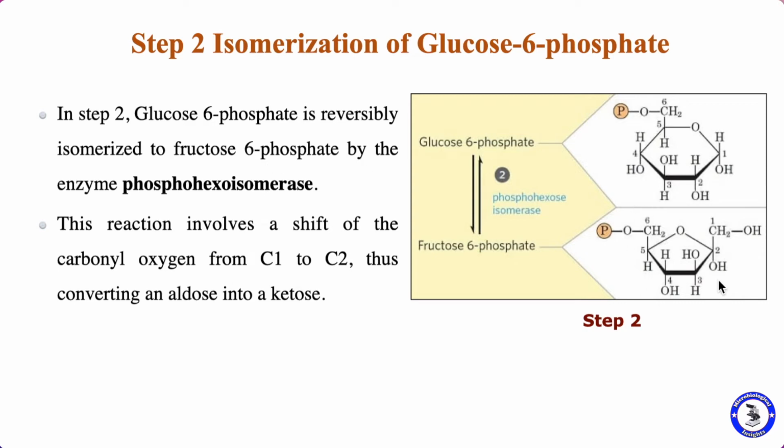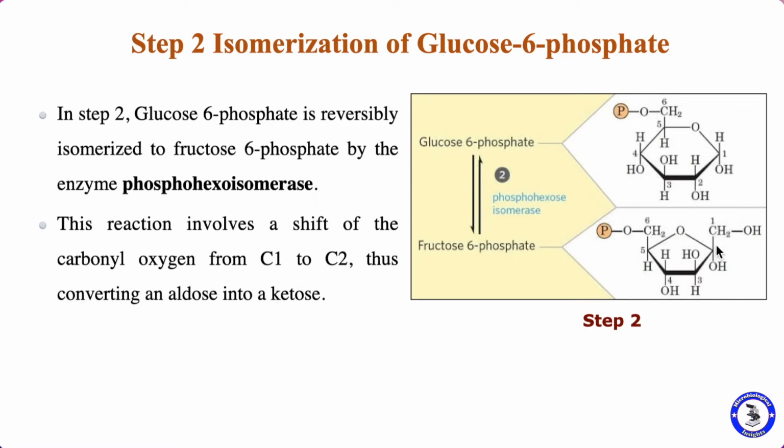You can write the structure of fructose here and add the phosphate group in the sixth position. So it's very simple. This reaction involves a shift of the carbonyl oxygen from C1 to C2. What happens in this reaction? A shift occurs in the carbonyl oxygen from C1 to C2. The oxygen is shifted from the first position to the second position.